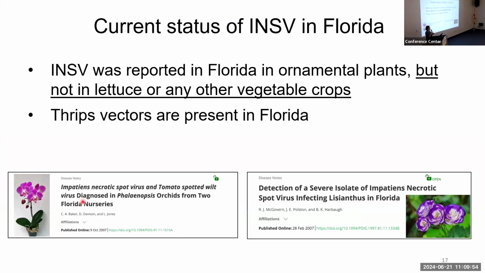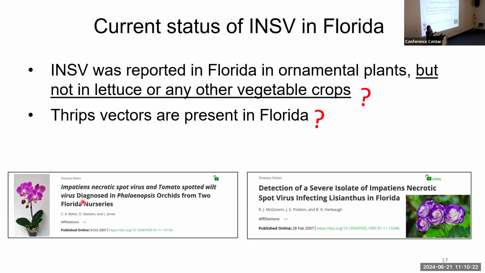So just to sum up the current state of INSV in Florida, this virus was reported in Florida, but in ornamental plants. So we don't know if any of the lettuce or any other vegetables we grow here are infected with this virus. And thrips are present in Florida, but what we don't know is how many of them are there and what the species composition is, because not every species can transmit the virus, right?